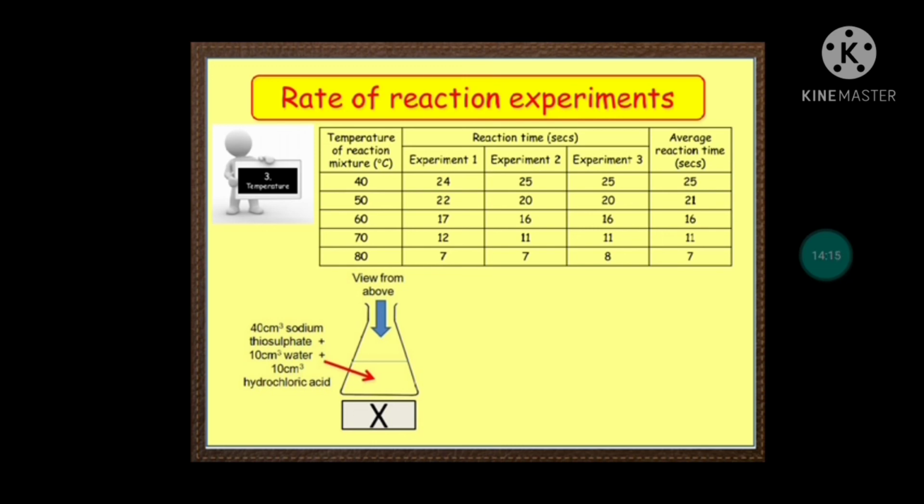So when we have a high temperature like 80 degrees Celsius, it finishes in just 7 seconds. You can check it here at the end: average reaction time, that is 7. Please observe this average reaction time. When we have only 40 degrees Celsius, the average reaction time is 25 seconds. So it means that at lower temperature it takes more time. When it is at high temperature, it takes less time.